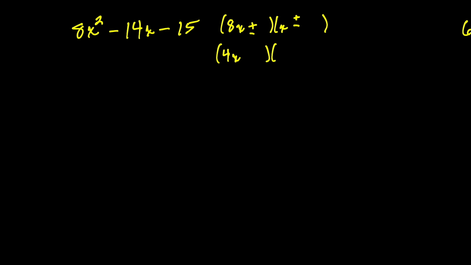4 and 2 are also possibilities for being multiplied by 8. This could be plus or minus, and this could be minus or plus. And that's because my constant term is negative. So I have to multiply a negative times a positive to make this be a negative.